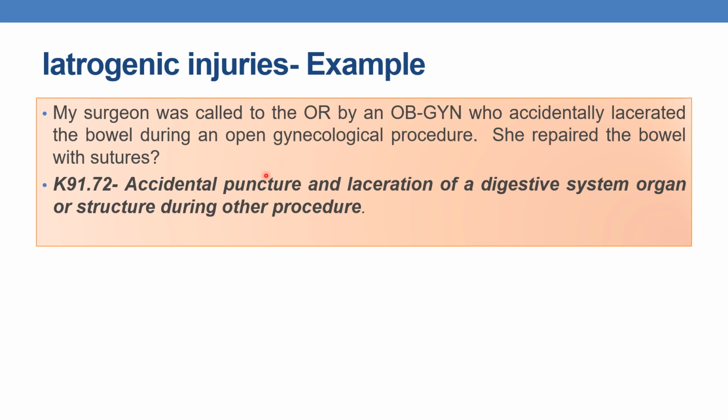So here, what is the appropriate ICD code? There is an injury, a laceration to the bowel, but that has occurred during a procedure. So the appropriate code would be K91.72, accidental puncture and laceration of a digestive system organ or structure during other procedure. Here you are not using S codes. You are using the appropriate complication code K91.72.